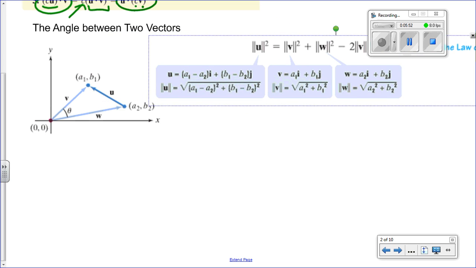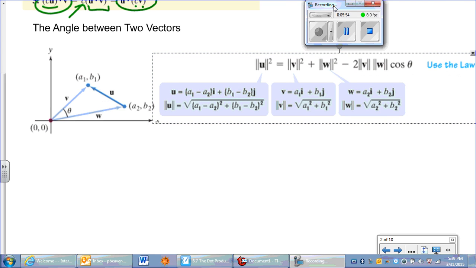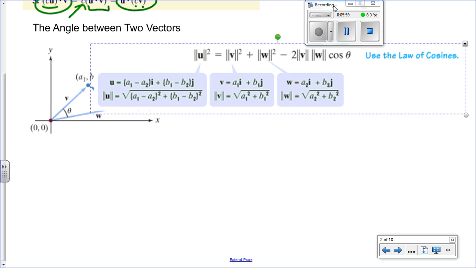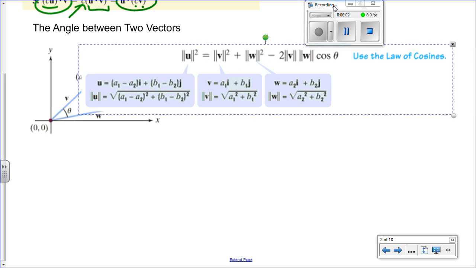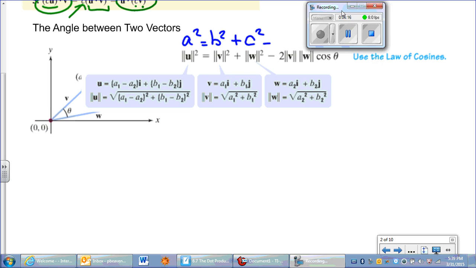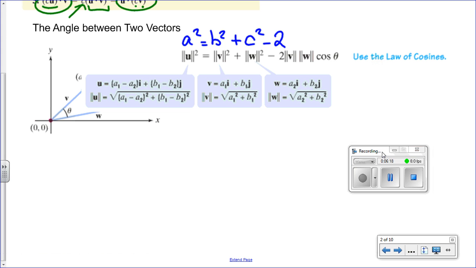Okay, and so hopefully you can see a little better. But what we're going to be using is the law of cosines. And so that's what I have written here, law of cosines. If you remember, it goes like this: a squared is equal to b squared plus c squared minus 2bc times the cosine of angle A. So that is how we used to use it back in section 6.2.